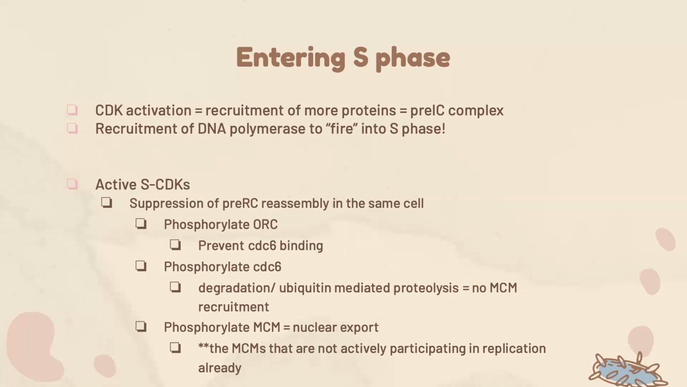Just to clarify, MCM is, I think, another word for helicase. So it's involved in replication. All the ones that are not actively participating in replication already are going to be exported out if they were not recruited. So just making sure that these three main parts are prevented from interacting with each other, because as long as you don't have one part, you're not going to have any of the others. The cell's basically covering all its bases.